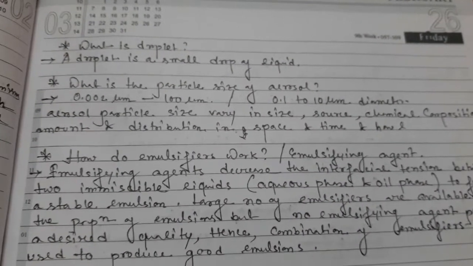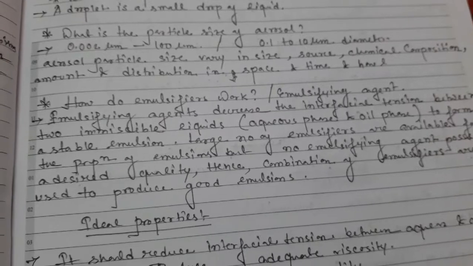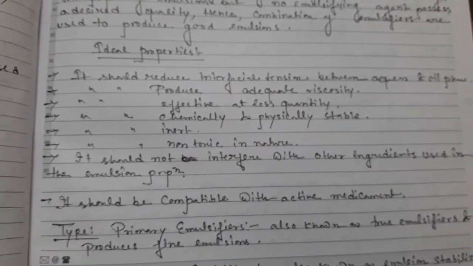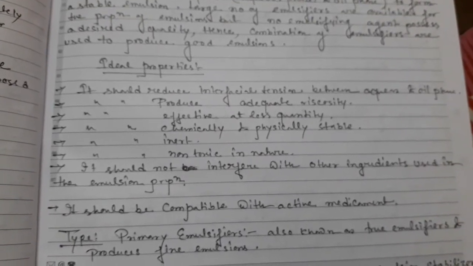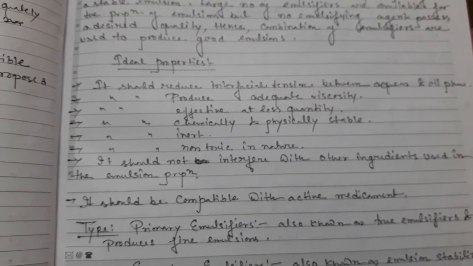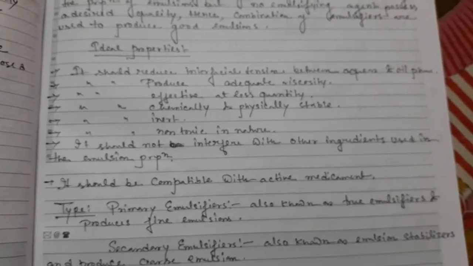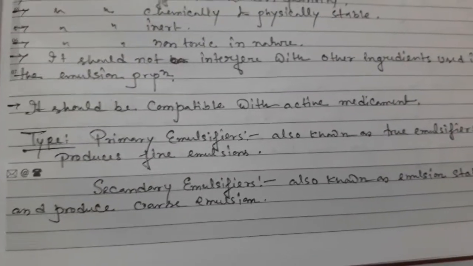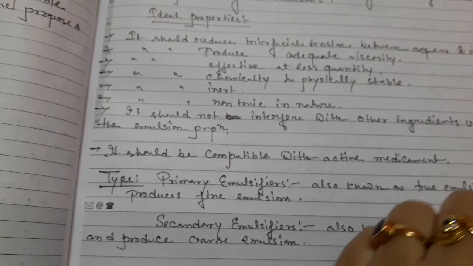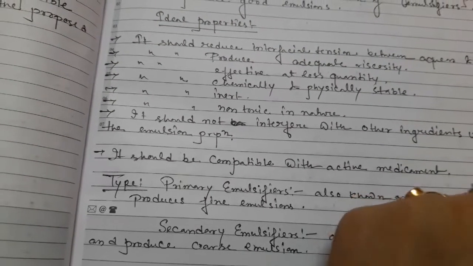And another question is, how do emulsifiers work? That means you have to write the function of the emulsifying agent. Ideal properties of the emulsifying agent are very important. It should reduce the interfacial tension between aqueous and oil phase, produce adequate viscosity, be effective in less quantity, and be chemically and physically stable. It should be non-toxic in nature, it should be inert, and it should not interfere with other ingredients used in emulsion preparation. Types: primary emulsifier, secondary emulsifier. Okay, so the function of the emulsifying agent is important because in the emulsion, the emulsifying agent is very important.